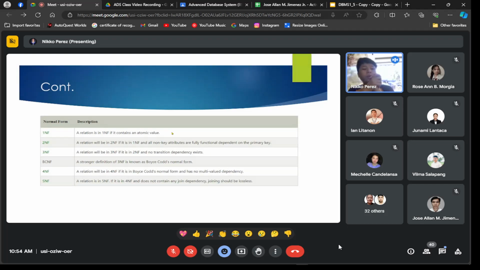For the third normal form, class, a relation will be in third normal form if it is already in second normal form and no transitive dependency exists. And Boyce-Codd normal form will be a version 2 of the third normal form. So there will be an additional decomposition process, just in case it is needed to decompose in the process of identifying the transitive dependency.